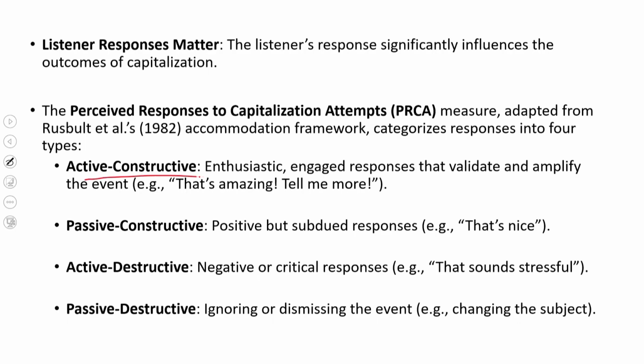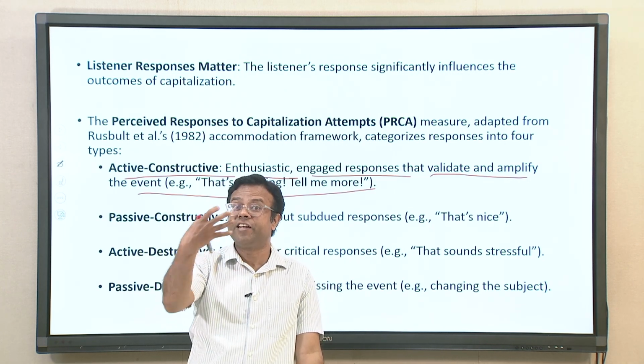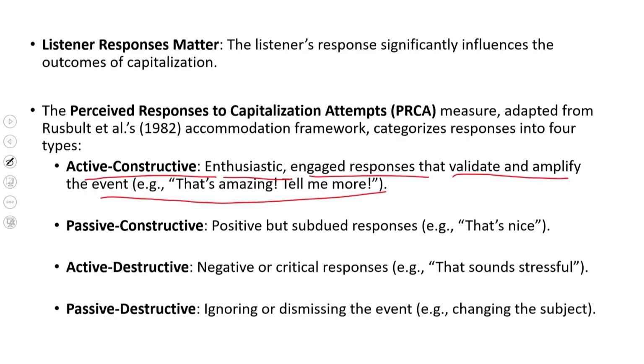One is called active constructive response. When you share your positive news with someone else, one possibility is that the other person responds in an actively constructive way. What does that mean? The response is very enthusiastic and engaged, and it validates and amplifies the event. That person also becomes highly enthusiastic and positive, and validates what you are saying. For example, someone says, "That's amazing, tell me more about it." So, the person is engaged and enthusiastic about it. That is called active constructive response.